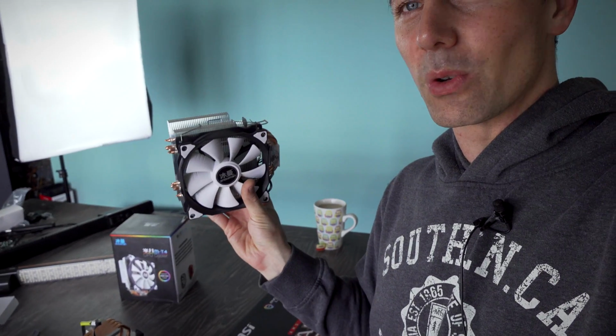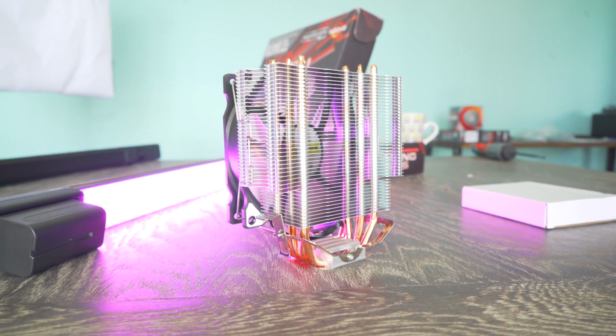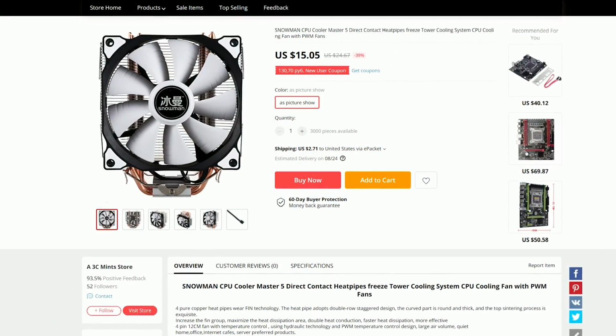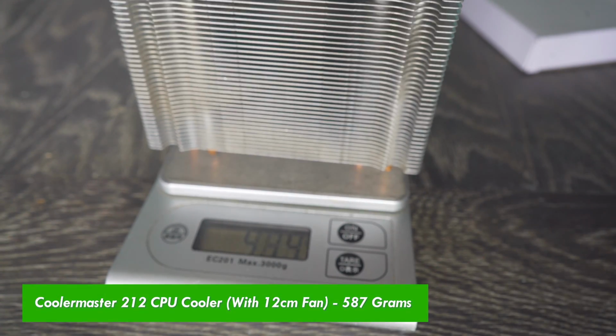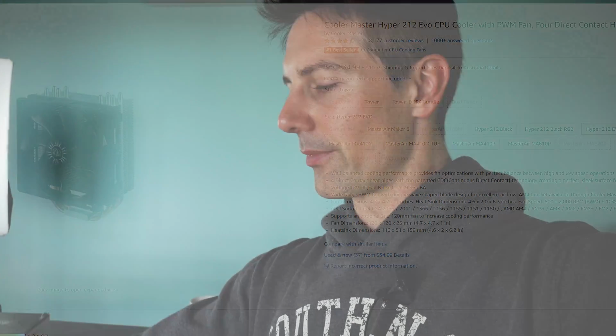You guys are telling me that you love a good bargain. And today here on the table, we've got a CPU cooler that promises to be able to handle overclocking and only comes in at $17 USD shipped worldwide. And this is the Snowman, and automatically putting this thing on the scales, it weighs in at over 540 grams, making it a similar weight to that of a Coolermaster 212 Evo, which costs $35, so over double the cost, and it also weighs in similar to that of a Wraith PRISM from AMD.